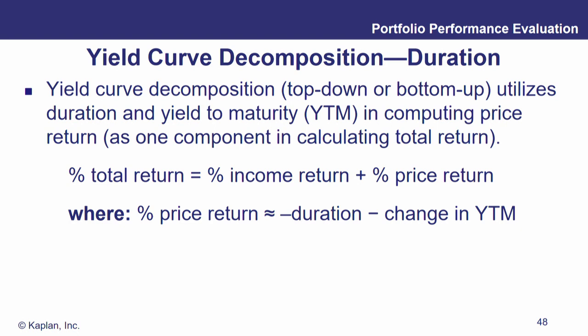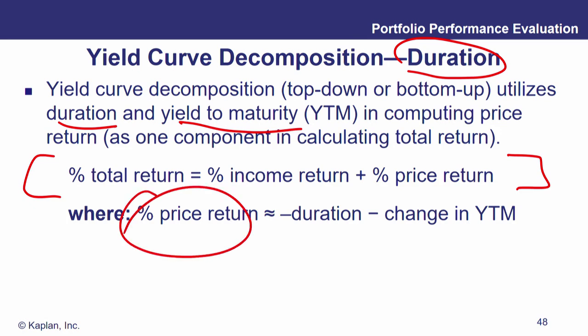Now, as we go into yield curve decomposition, again, still duration based. Now this time it's not just top down, it could be top down or bottom up, and it's going to utilize duration and yield to maturity in computing price return. Okay, so we've got the percent total return. It's going to equal the percent income return plus the percent price return. And remember, on that price return, it's approximately equal to negative duration times the change in yield to maturity. So just a little helpful formula there that might come in handy.